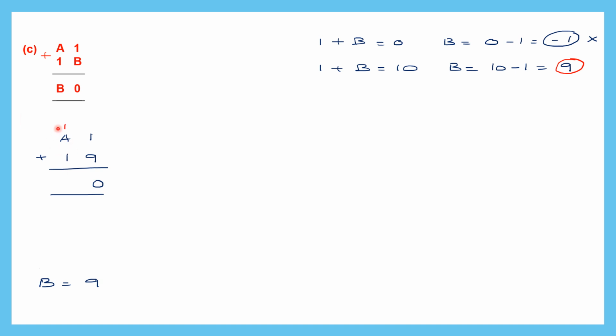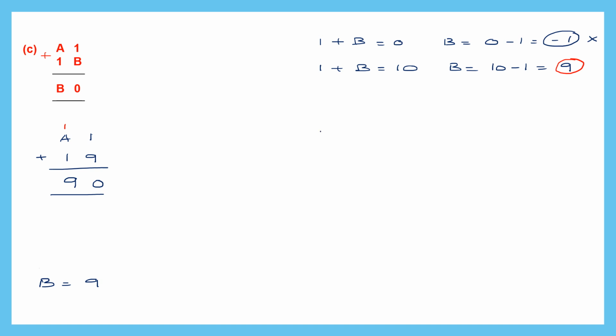Now here 1 plus A plus 1 should give us B. And how much is B? B is 9. So let's write 9 here. So now altogether this should give us 9. So 1 plus 1, we already have 2. 2 plus what will give us 9? So A is 7. How did A become 7?